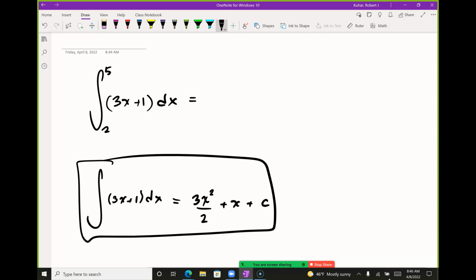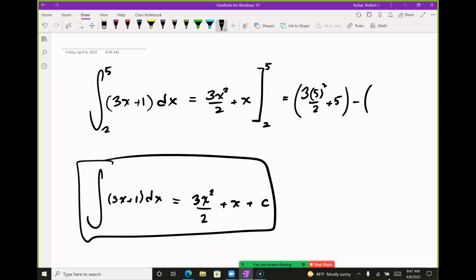This one up here is going to become the same answer, 3x squared over 2 plus x, but I'm going to evaluate at 5 and then 2. Meaning I'm going to put 5 in, put 2 in, and then subtract them. And so you can kind of get an idea of why the c is not there anymore, because I'm going to eventually do c minus c. It's going to go away. So I've got here 3 times 5 squared over 2 plus 5 minus 3 times 2 squared over 2 plus 2. So this is my process for a definite integral to find the area under the curve.